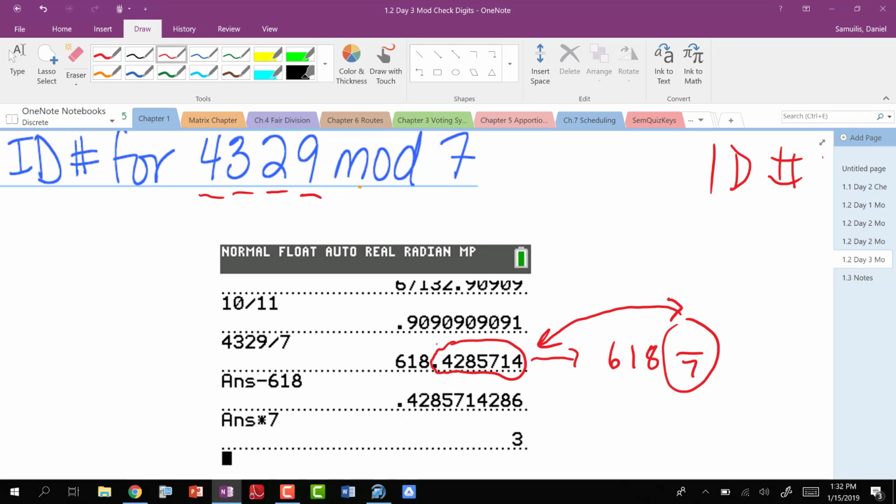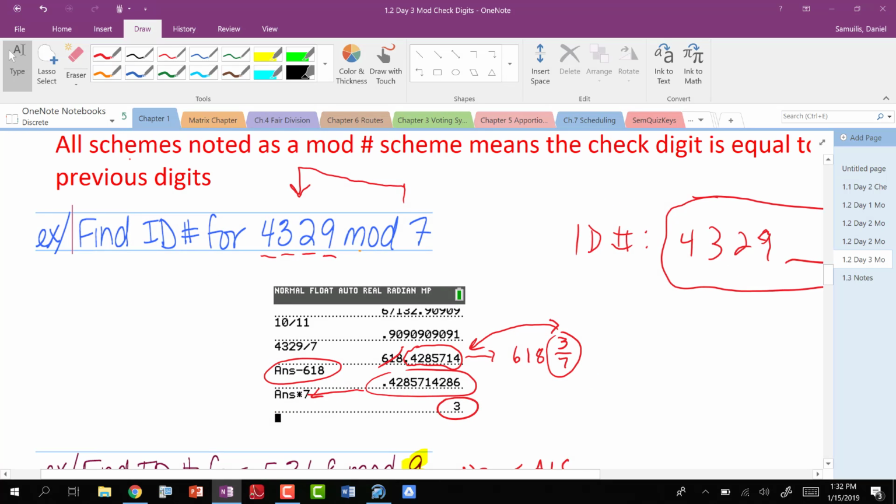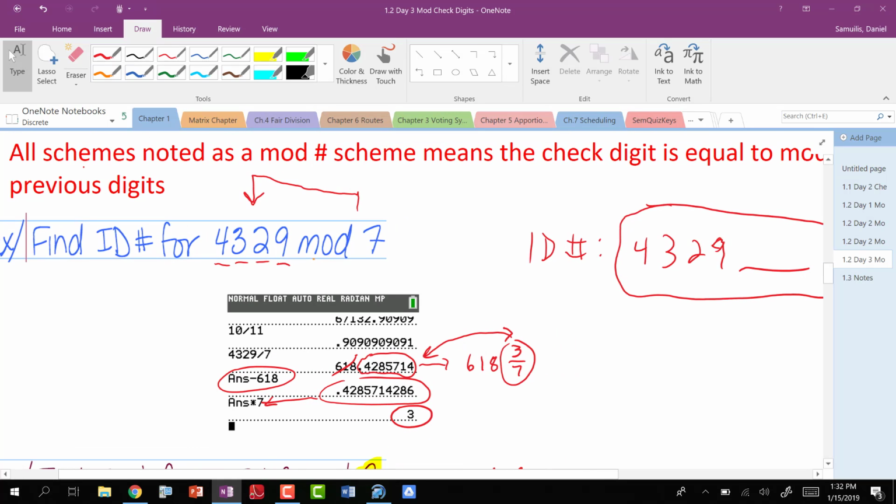So what do I do? I got to lop off this 618. And then I got to take this leftover decimal and multiply it by 7 to figure out what the numerator of this mixed number is. Hence, that is the what? Starts with an R and ends with remainder because I don't have the time. 3 is the remainder. And that's what mod math is.